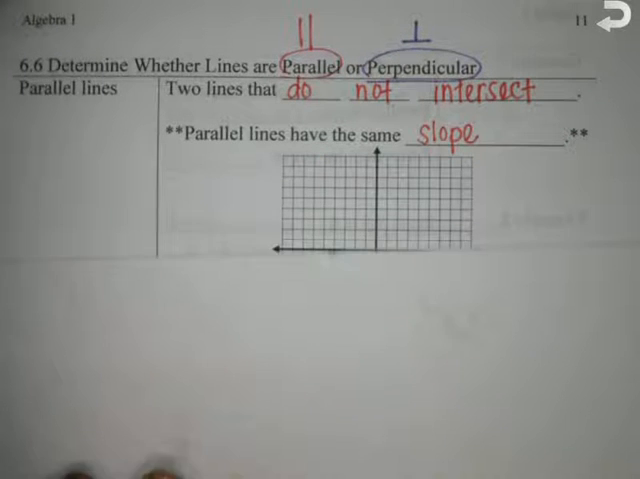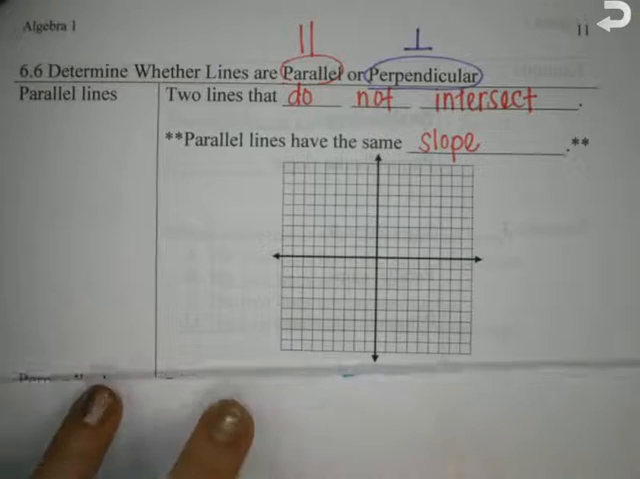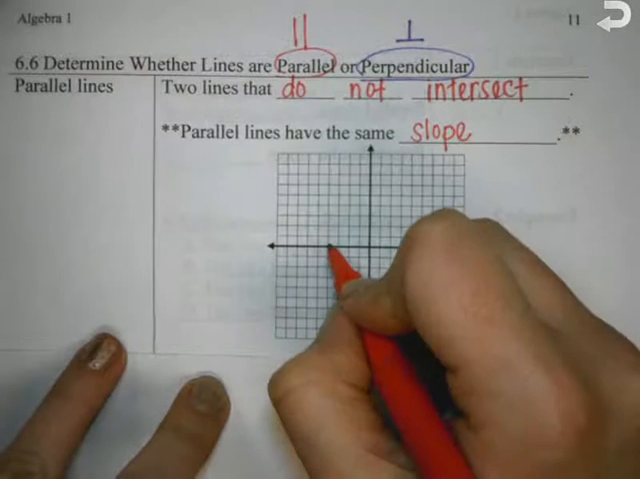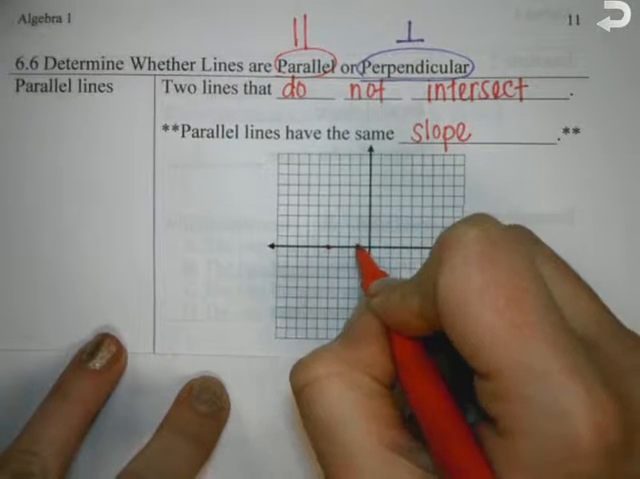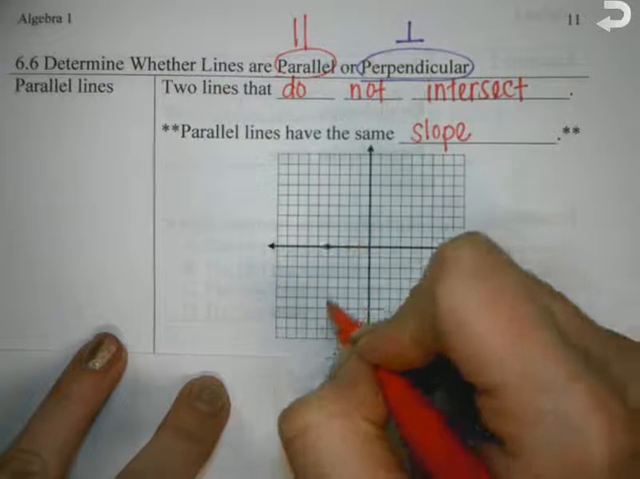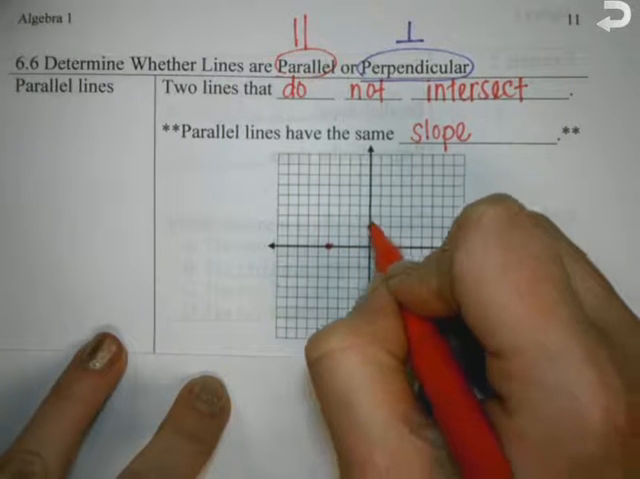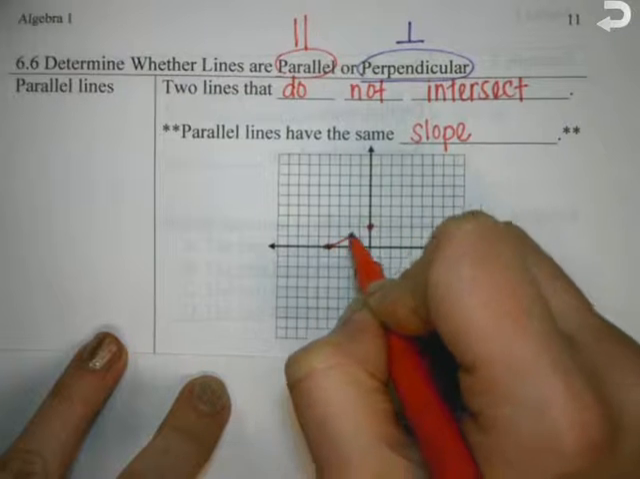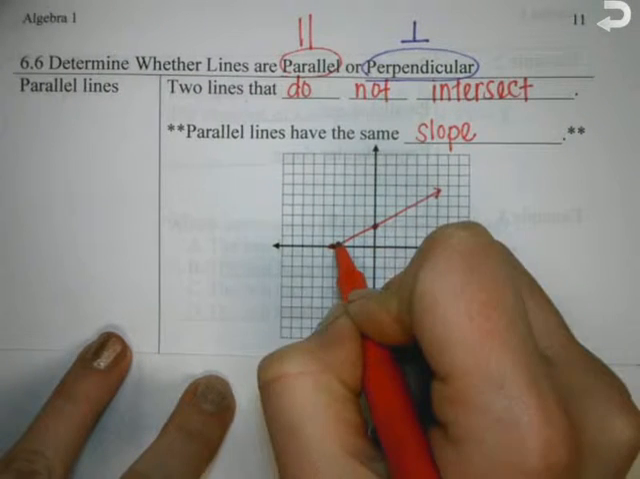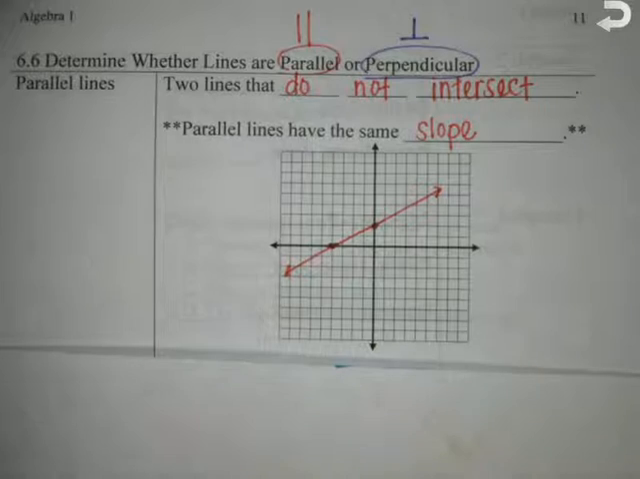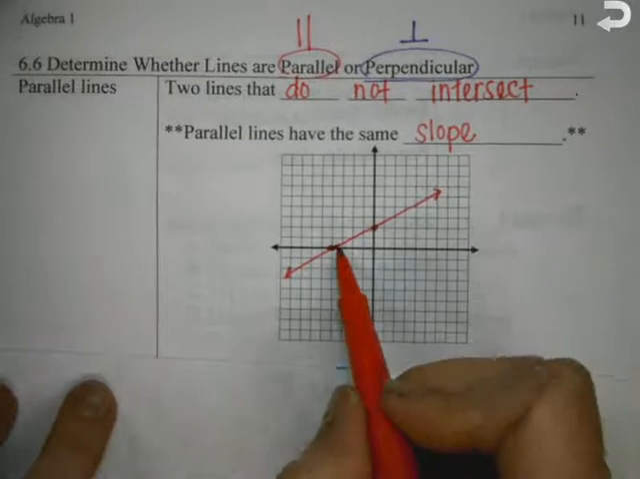Okay, so let's look at our graph, and let's draw an example of two parallel lines. I'm going to draw a line through the points negative 4, 0, and 0, positive 2. I'm just drawing a line. And a parallel line to that would be, let's give it the same slope.